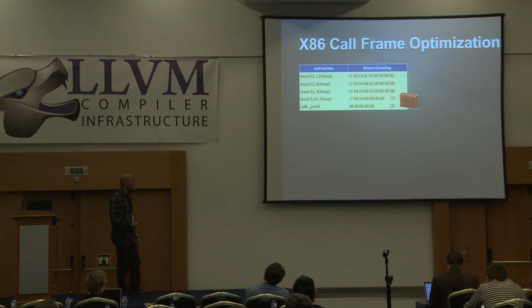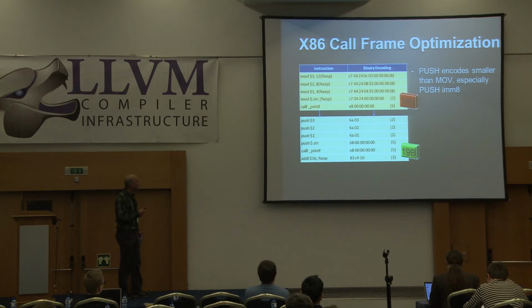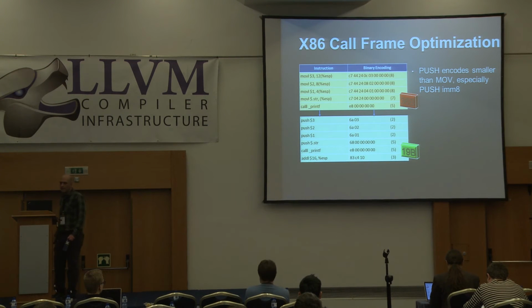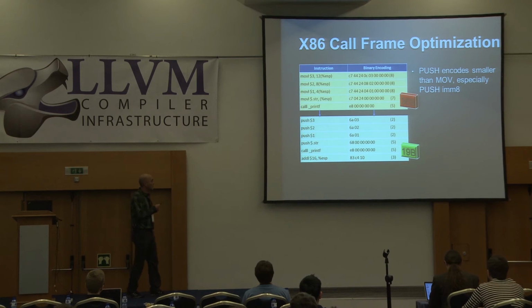Some of you may have seen call sequences that are done with pushes. And as you can see, immediately, pushes encode a lot smaller than stores do, especially when you have pushes of byte immediates. So you're going from an 8-byte store of an immediate to just 2 bytes. So it's kind of a clear win. You're about halving the size of this call sequence.